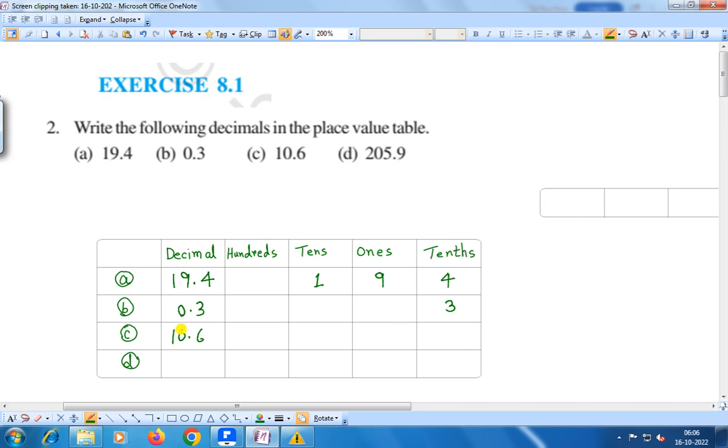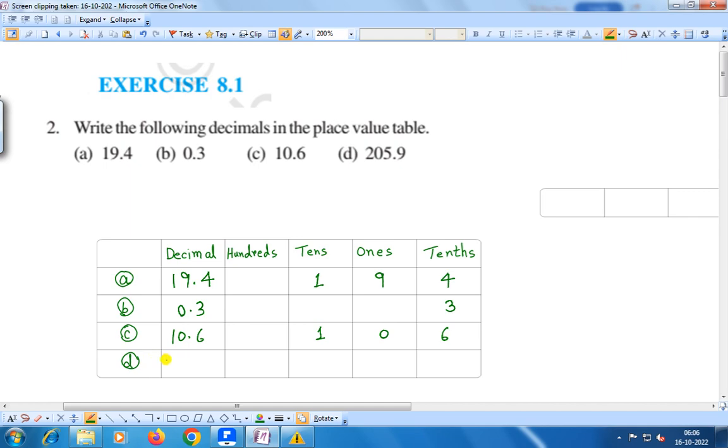10.6. Here you see the place value of 0 is ones. We write 0 in place of ones. And the place value of 1 is tens. Therefore, write 1 in tens. And the place value of 6 is tenth. Therefore, we write here 6. Next question number D.